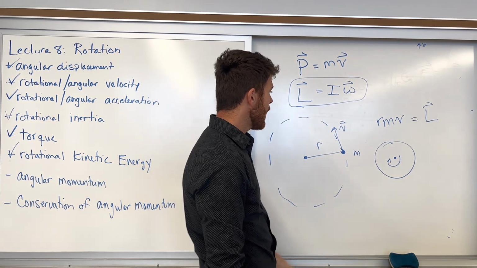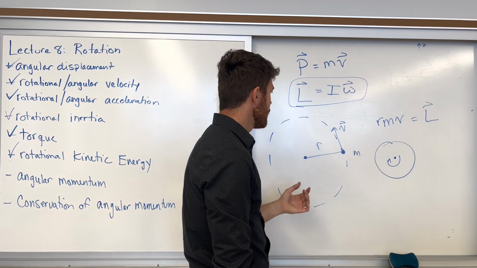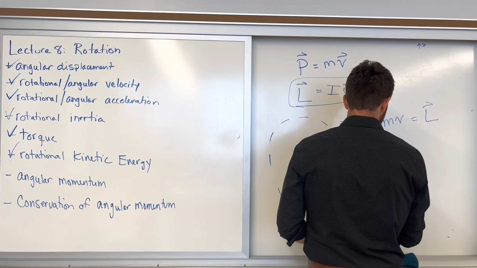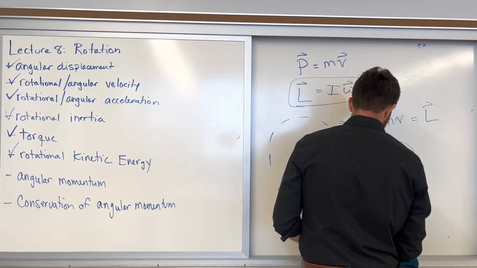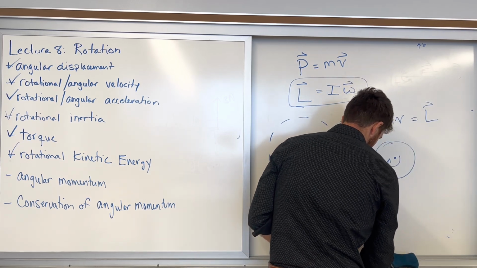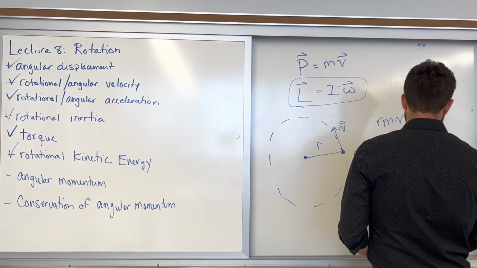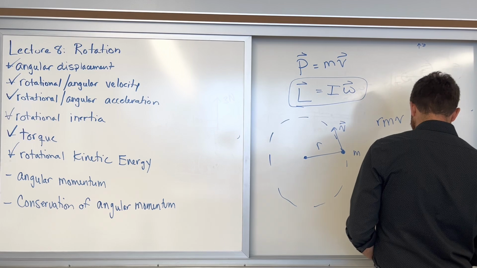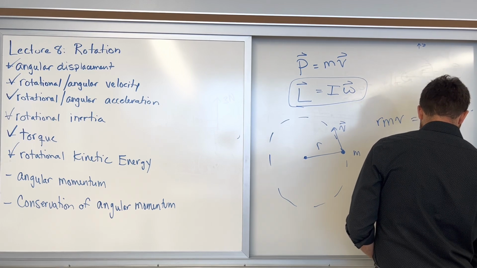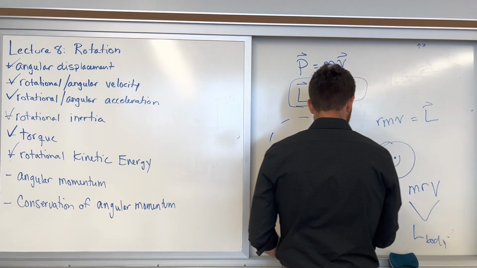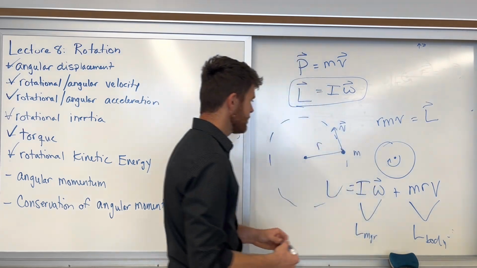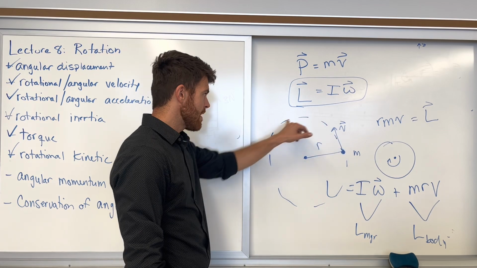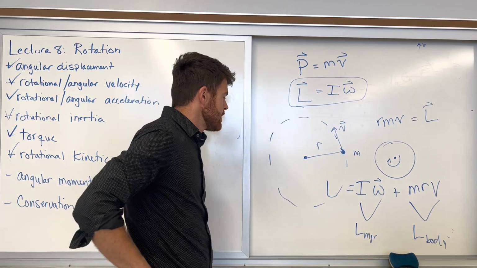And so the total angular momentum of the system would be the angular momentum of the merry-go-round plus the angular momentum of my body. That would be the total angular momentum of the system. The angular momentum of the rotating merry-go-round and the angular momentum of my body moving around the circle.